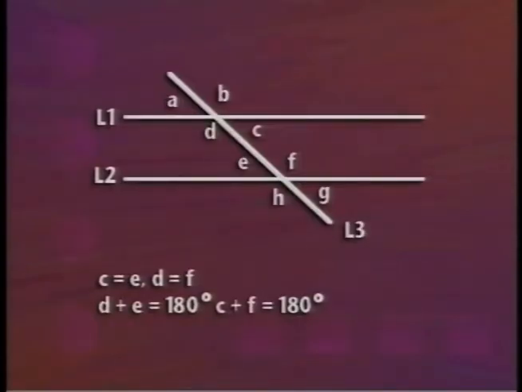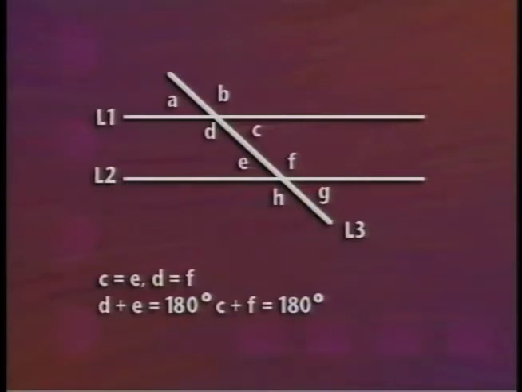Parallel lines in Euclidean geometry are defined as lines that never intersect and thus have no points in common. A line that intersects a pair of parallel lines forms 8 angles. In the diagram, angles A plus B plus C plus D totals 360 degrees, and angles E plus F plus G plus H also total 360 degrees.